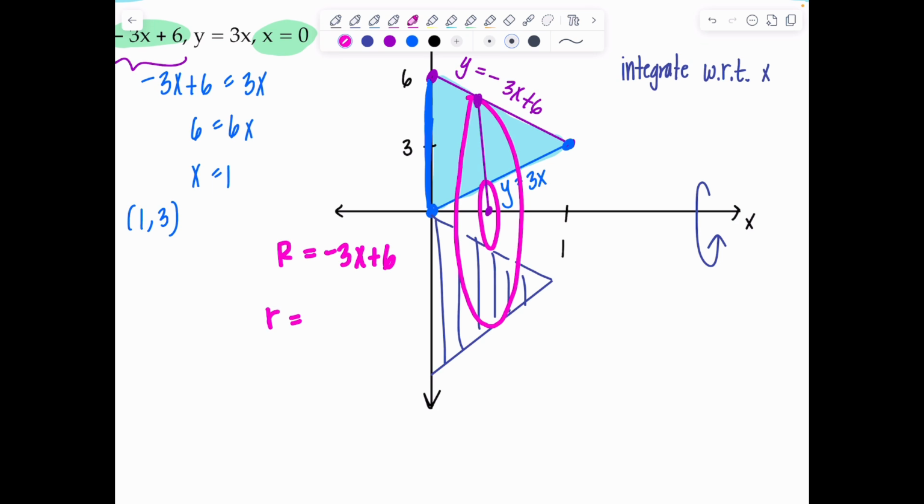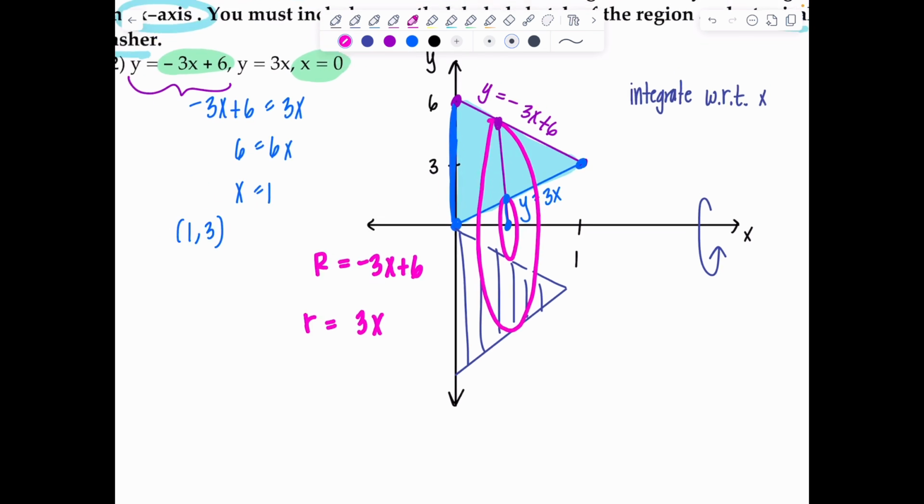Little r, where is little r? Little r is from where we're revolving to the edge of the inner radius. Again, to find an expression for little r, you do top function minus bottom function. This is little r right here. Who's bounding little r on the top? 3x. Y equals 3x. Who's bounding it on the bottom? Y equals 0. So 3x minus 0. I'm not going to write the minus 0.